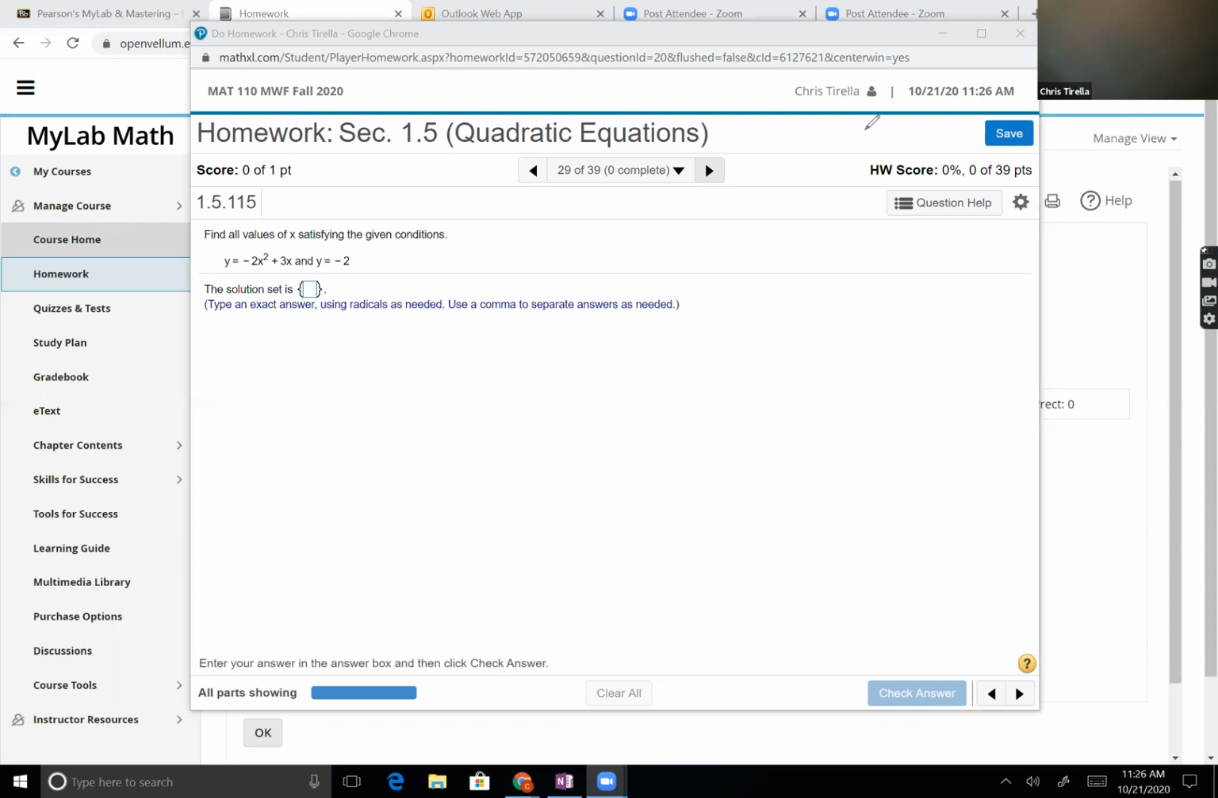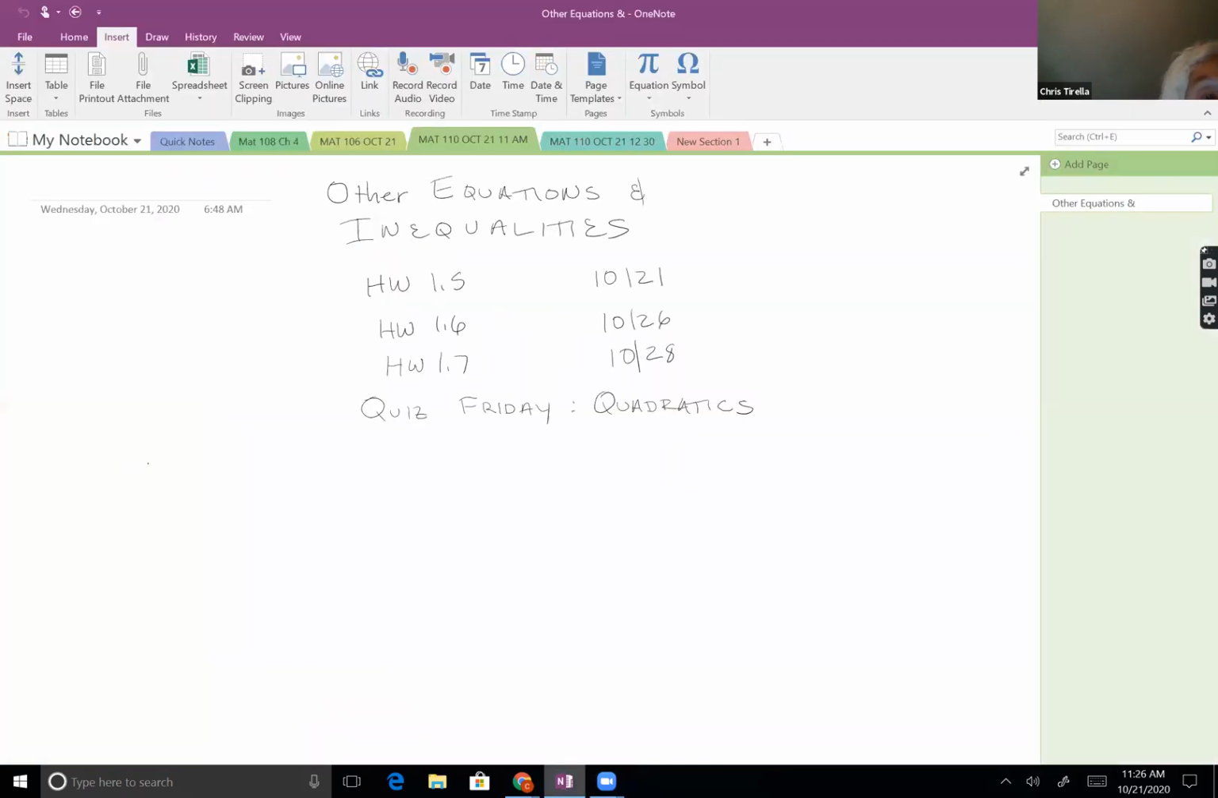When we finished last class, we had finished looking at solving higher degree equations, and we had said that we were going to solve those by factoring and setting each factor equal to 0. So we had finished off last class with higher degree equations.